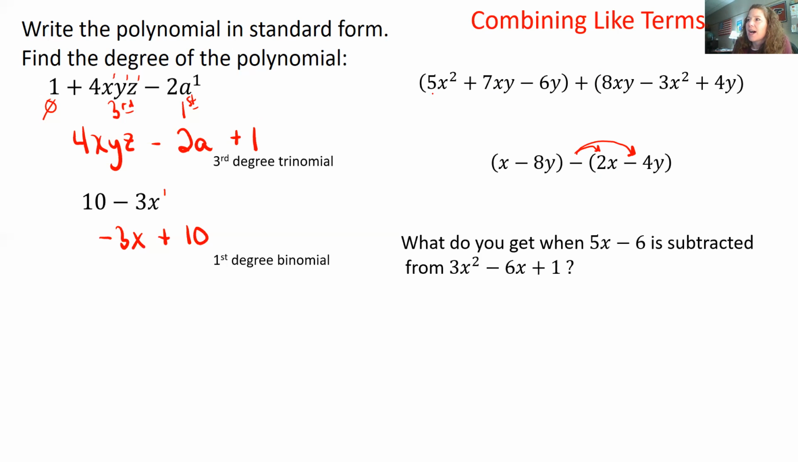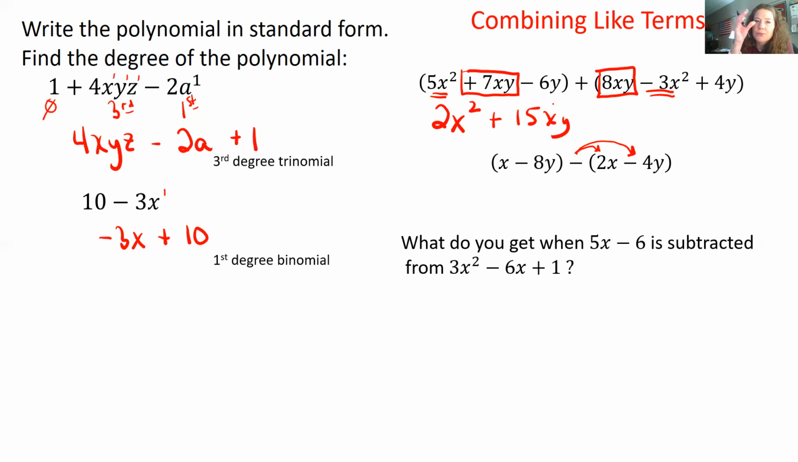All right, so in our top expression, we're going to combine 5x squared with a -3x squared. So 5x squared minus 3x squared is 2x squared. Those are like terms. And then we have positive 7xy. I can combine that with positive 8xy. So we're adding those coefficients. 7 plus 8 is 15xy.